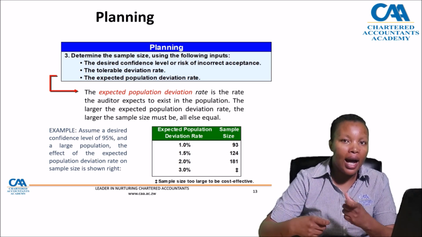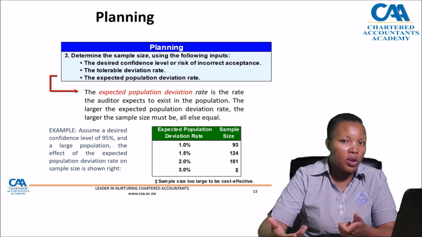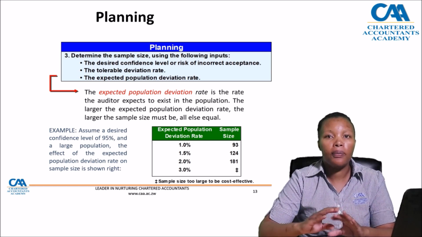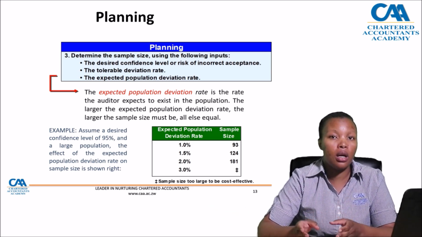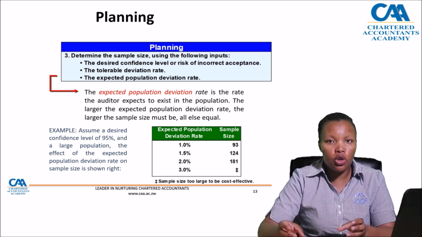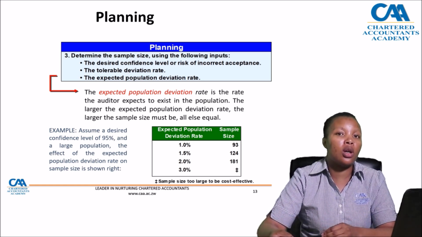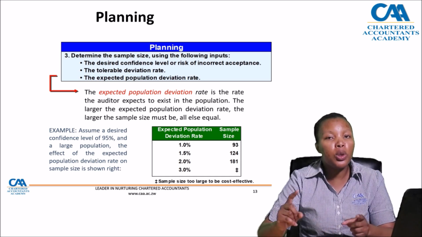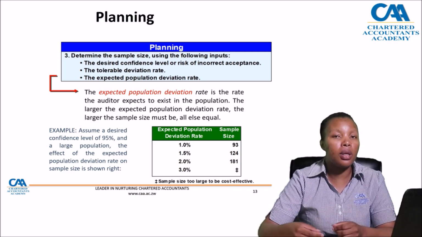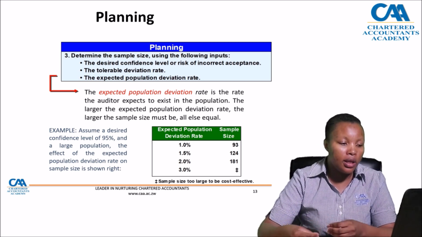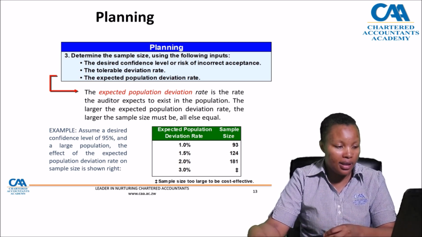Where we expect a higher deviation, from the auditor's experience, they're expecting that, from this entire population, maybe 1.5% is going to show me that the controls are not working effectively. Then they will need to increase their sample size. As you can see from the table, the higher the expected deviation, the higher the sample size.